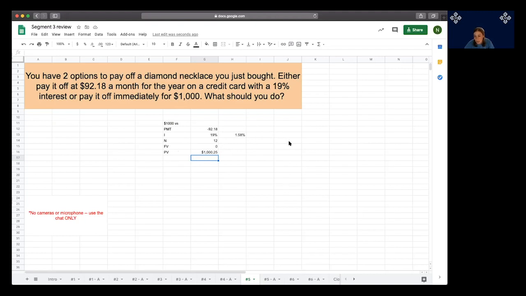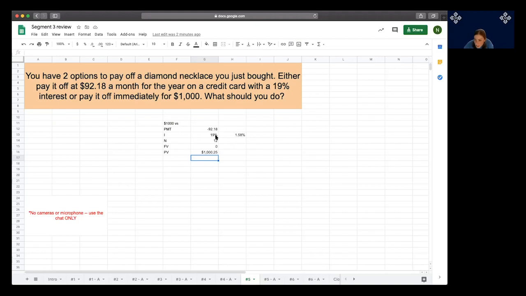The 19% interest rate is for the entire year. I thought it was monthly interest. Unless it says 19% interest per month or monthly, assume that it's yearly and you have to adjust for monthly. So it says $92.18 a month. And if it said 19% interest per month, that's where you would assume monthly. But you have to assume that the 19% is still for the year. Yeah, so it's annual unless stated otherwise.